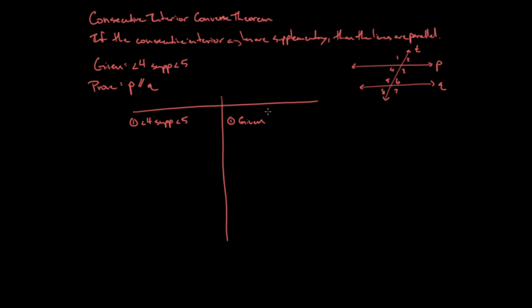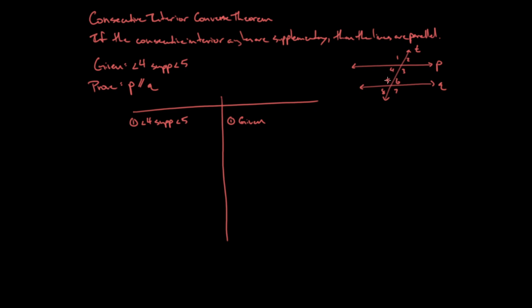Given that angle 4 and angle 5 are supplementary, I'm trying to get to a pair of corresponding angles that are congruent. Since I'm talking about 4 and 5, let's pick 5, for example. The corresponding angle to 5 is 1. If I can show that angle 1 and angle 5 are congruent, since they're corresponding angles, then my lines will be parallel. So the question is how I can do that.